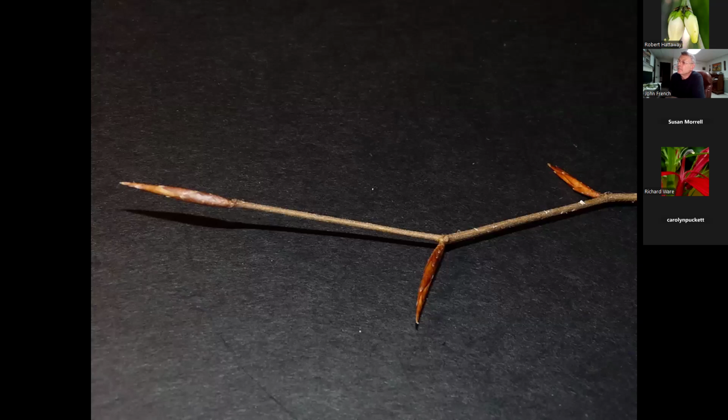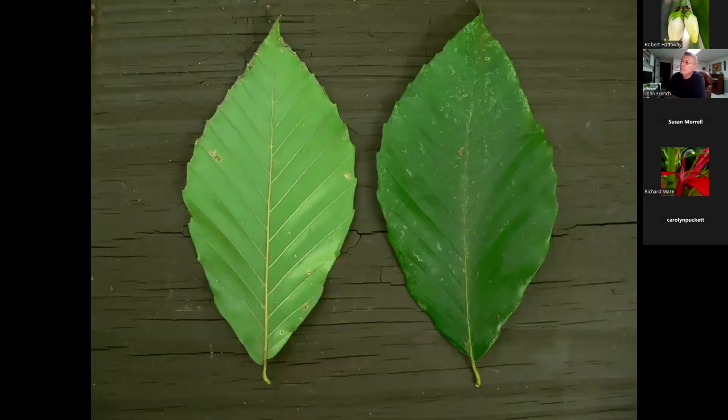Stipule scars. Let's see. Leaves are broadly deltoid, ovate, or they're not. Yeah, there's the leaves right there. And those buds are not resinous. No, not sticky. Stipule scars forming a line around or almost around the stem of the twig.